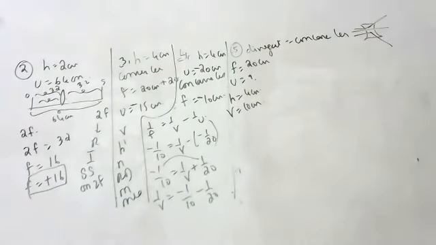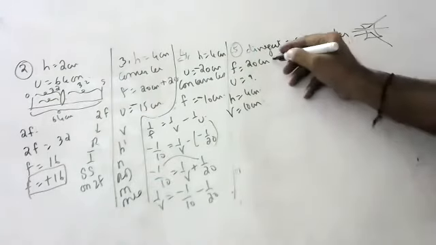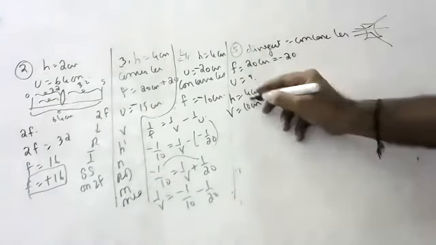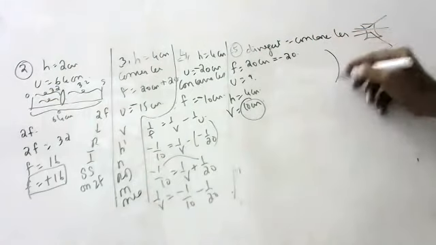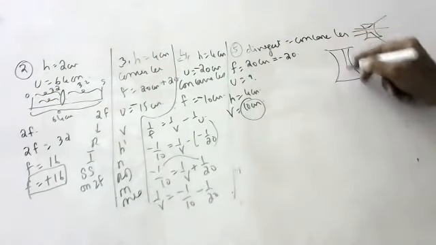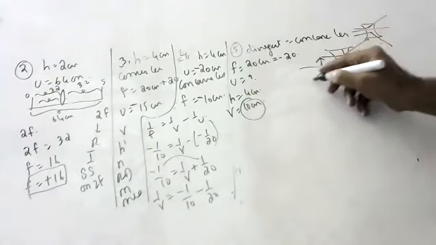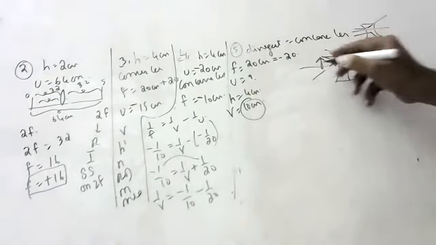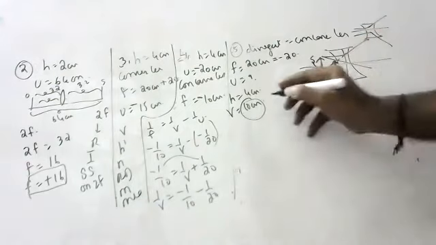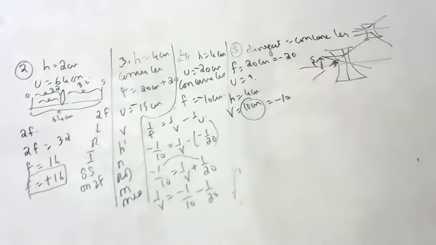Yes, children. Focal length, should we take plus or minus? And image distance, plus or minus? Image distance, should we take plus or minus? Plus? No, because here you are getting the image where the object is. You have to take minus, children. In concave, where the object is there, the image is coming there only.